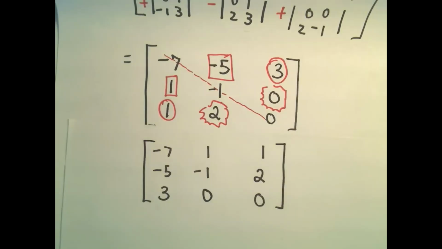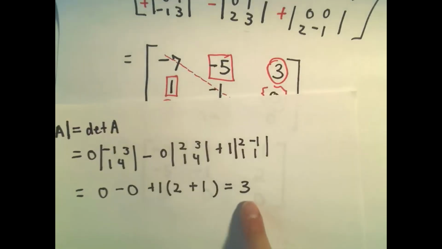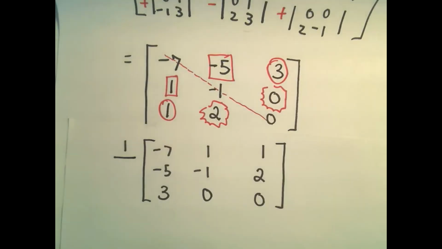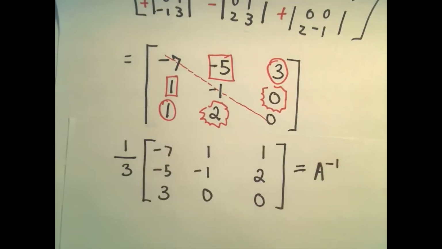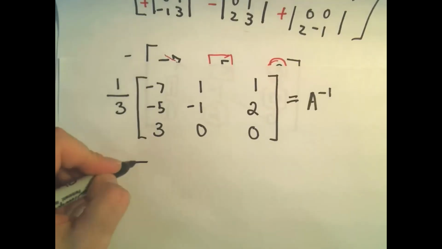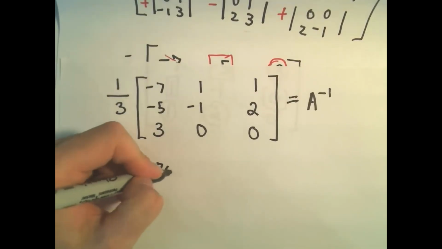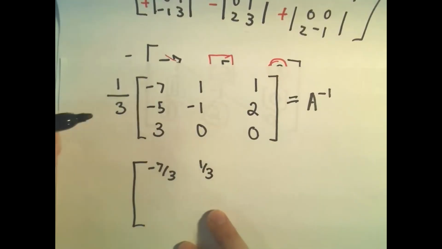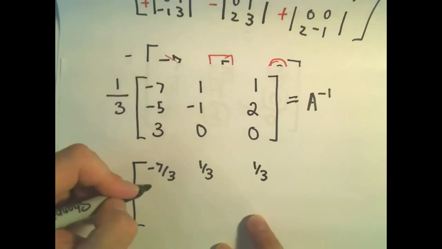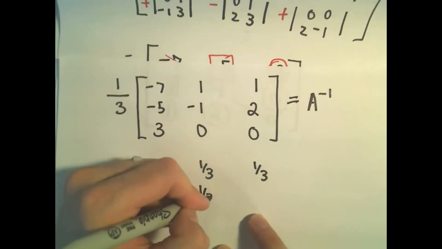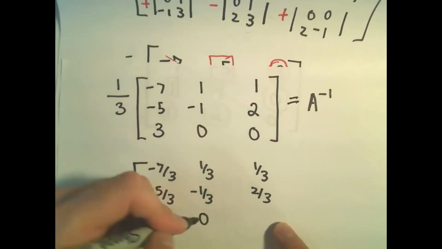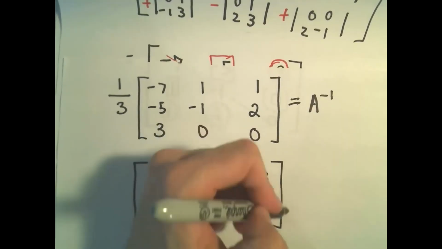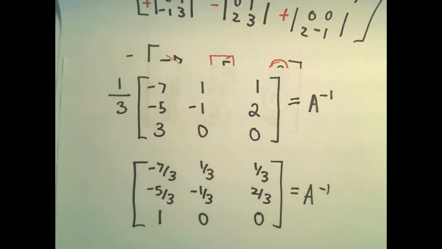The last thing I do is I take 1 over the determinant. Well, the determinant we found was 3. So I'm going to multiply every entry by 1/3, and this is now going to be our inverse matrix. So if we multiply everything by 1/3, it looks like we get negative 7/3. It looks like we'll get 1/3, 1/3, negative 5/3, negative 1/3, 2/3. We'll get 3 times 1/3, which is 1, and then we'll get zeros for our other entries. And we have now found our inverse matrix.